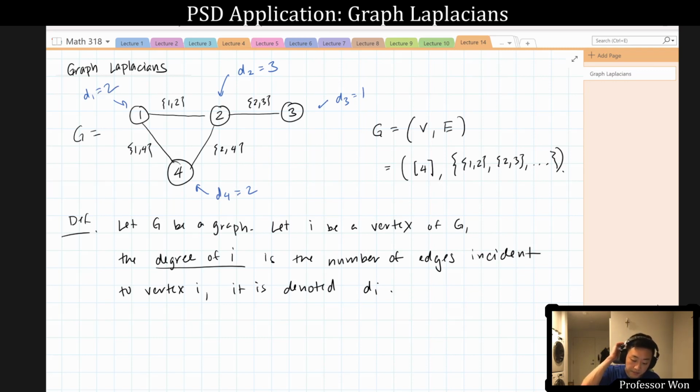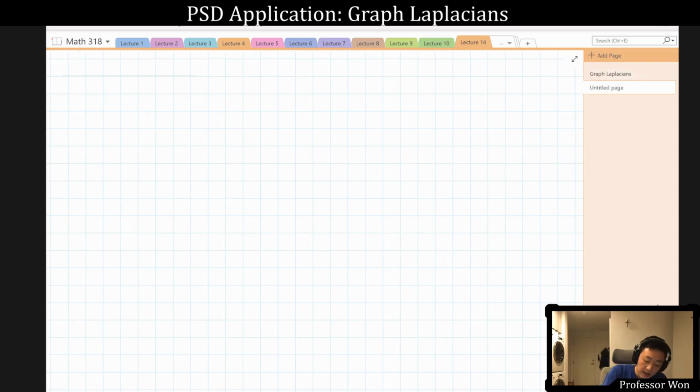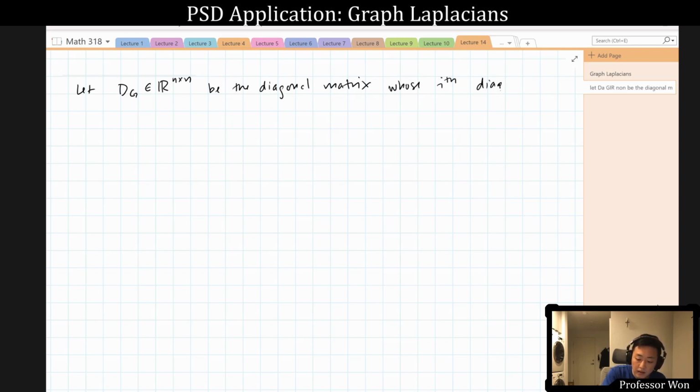Okay, and that's a very basic notion for a graph. And what we're going to do is we're going to put them along the diagonal of a matrix. So let D sub G, this is going to be an n by n matrix. Right, so our graphs are going to be on n vertices. Be the diagonal matrix whose ith diagonal entry is d i.